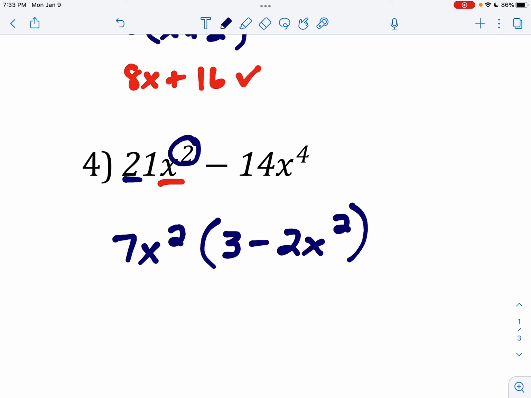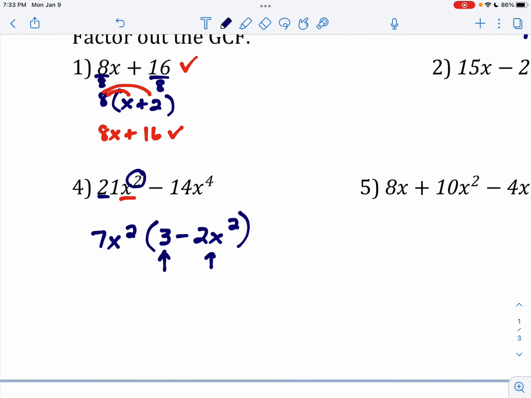Now I don't have an x here, which is good. I still have a couple x's here, but I don't have any inside the parentheses more than just one term. So that's my factored form.